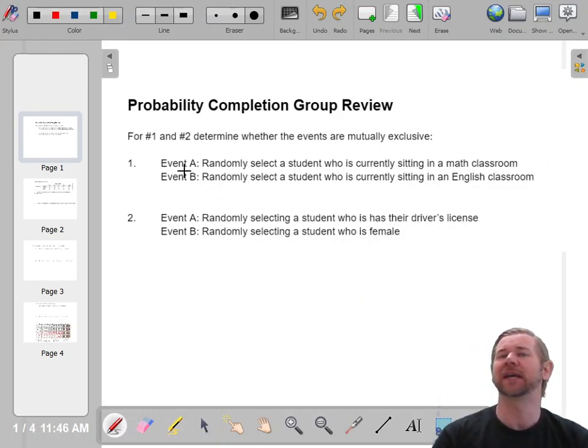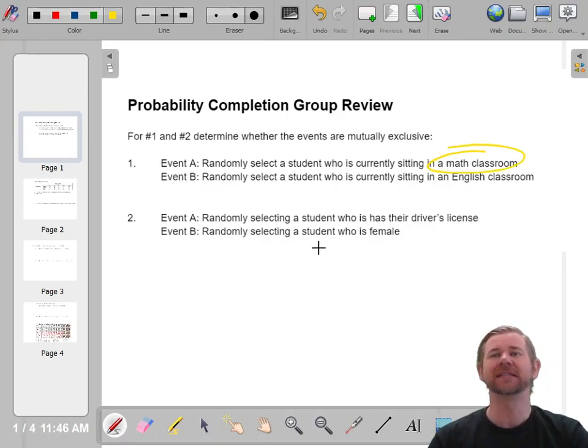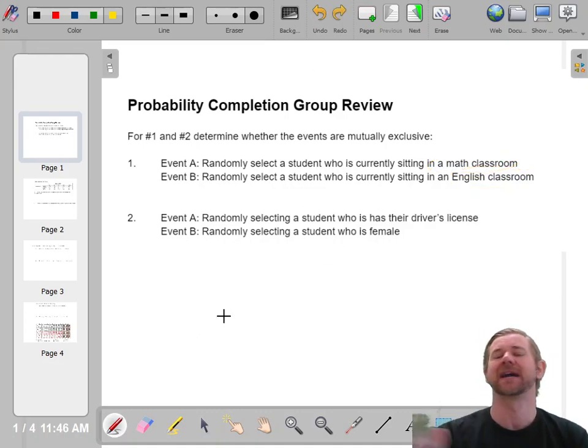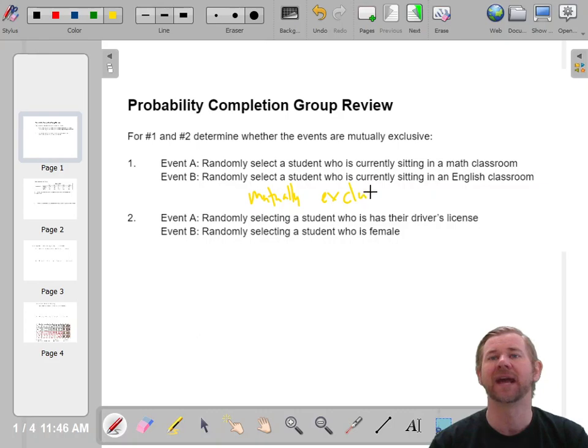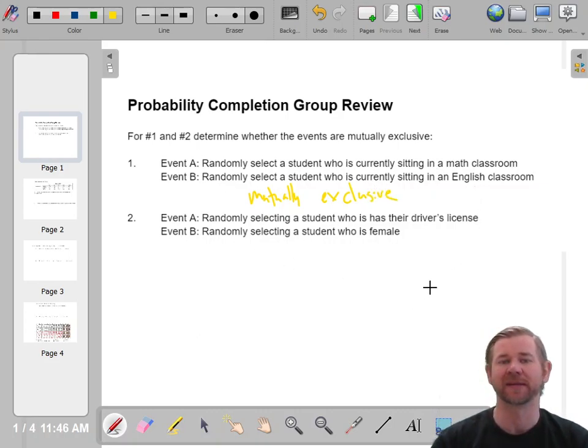So if I pick a random student and they happen to be sitting in a math classroom, is it possible that that same student is also sitting in an English classroom? And the answer is no, these cannot happen at the same time. So that means these are mutually exclusive events. One can happen and the other cannot also happen at the same time. So they are mutually exclusive events.